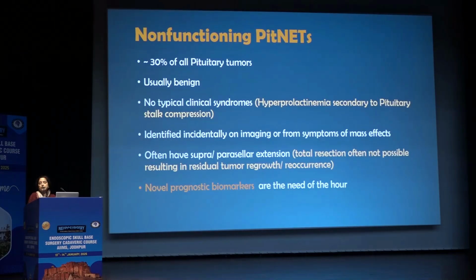This is another entity which all of us should be aware of, and that is non-functioning PitNETs. They form 30% of all the pituitary tumors. They are usually benign. They do not have any typical clinical syndrome unlike the other PitNETs, but they may produce hyperprolactinemia, sometimes secondary to pituitary stalk compression. Usually they are identified incidentally on imaging or from symptoms of mass effect.